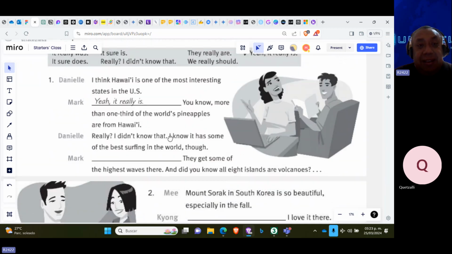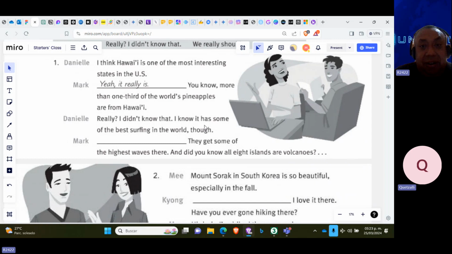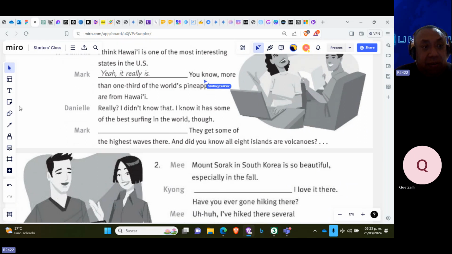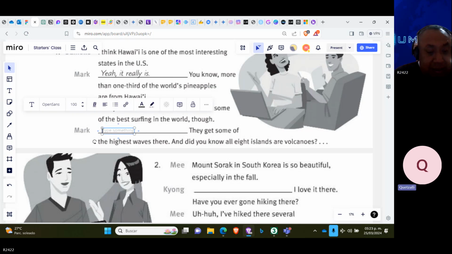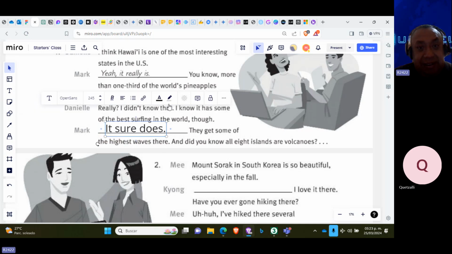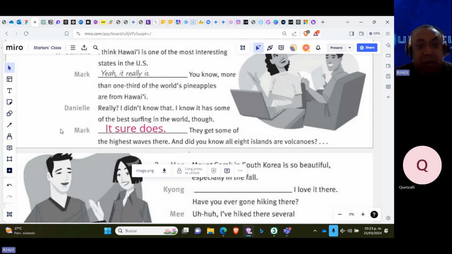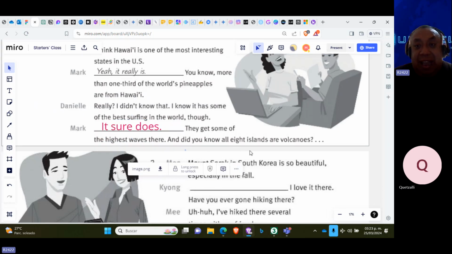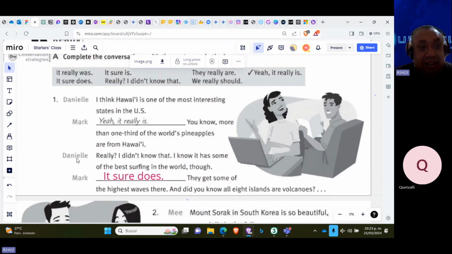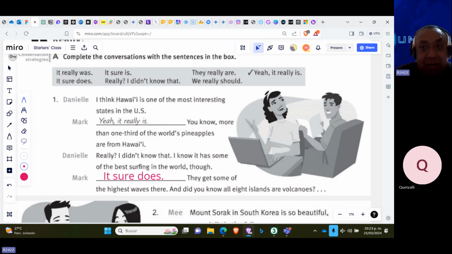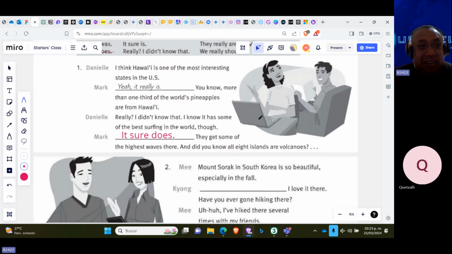For example, it says, really, I didn't know that. I know it has some of the best surfing in the world. It sure does. Okay, it sure does. They get some of the highest waves there. And do you know all eight islands are volcanoes? Okay, so let's skip to this one. Okay, this one, yeah, it really is. And it sure does. Okay, so can you continue with the others, please? Okay. Very good.